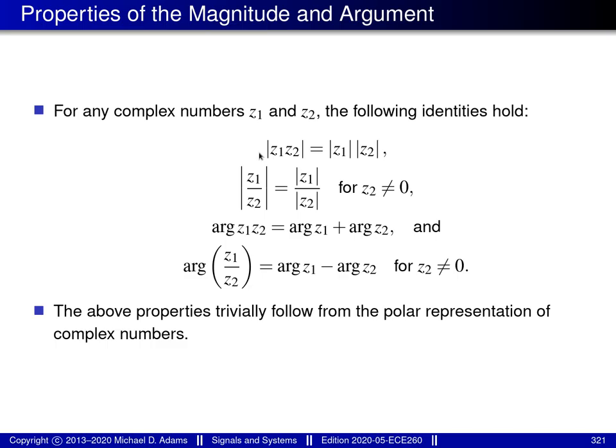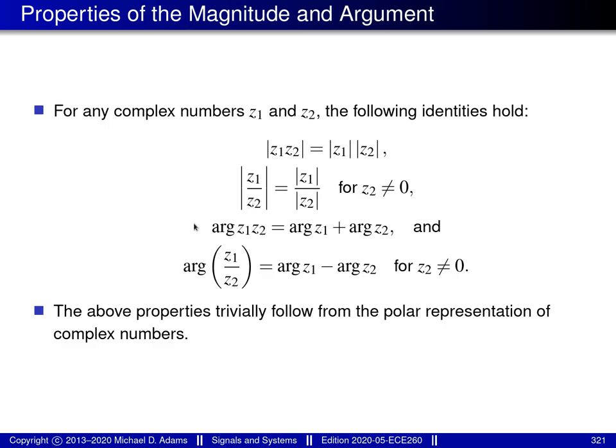The first property essentially says that the product of the magnitude is the magnitude of the products. The second property essentially says that the quotient of a magnitude is the magnitude of the quotients, as long as you're not dividing by 0. We can't have that z2 is equal to 0.